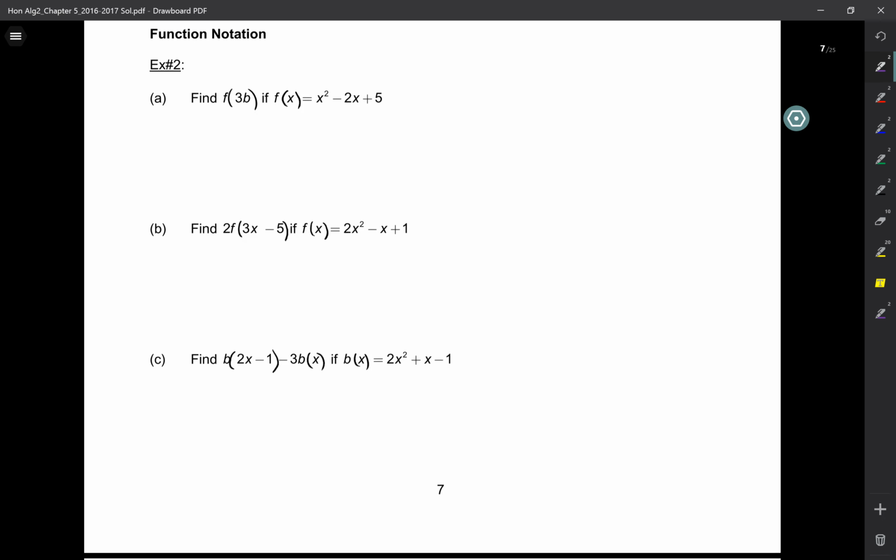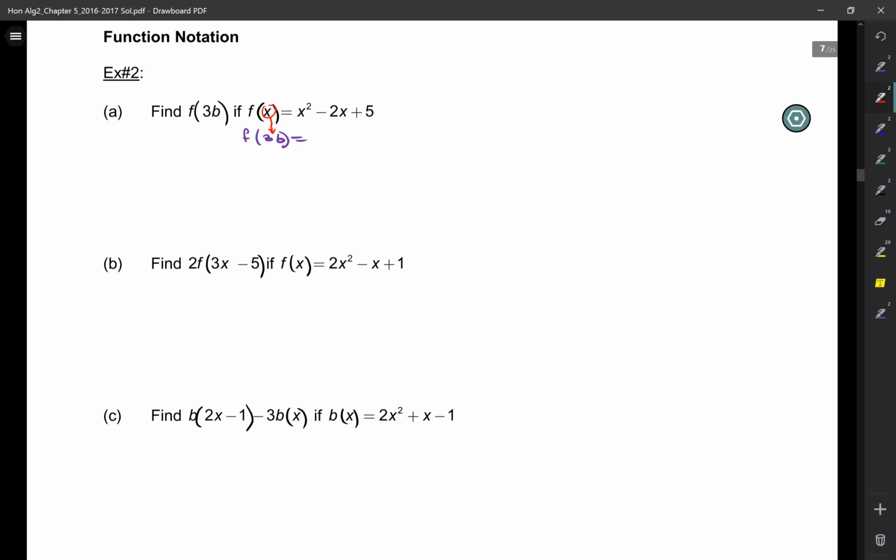We want to find f of 3b. So I have f of x, and now I want to find f of 3b. Well, what's happened here? The x switched to a 3b. So in the equation, anywhere I see an x, I have to switch it out for 3b. So this is going to be 3b squared minus 2 times 3b plus 5, right? So what is that? 9b squared minus 6b plus 5. And this is f of 3b.